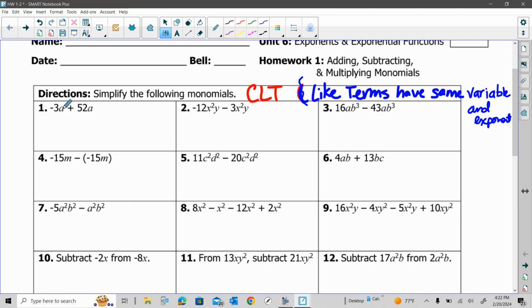So you should already be familiar with something like number 1, -3a and 52a. So we're just adding these two coefficients, the number in front. This comes out to be 49a.